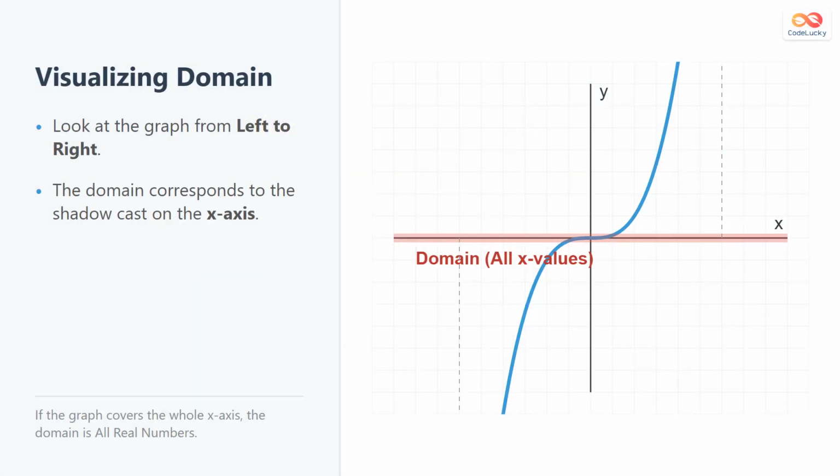If you look at the graph of a function, the domain is easy to spot. Scan the graph from left to right. The domain is essentially the shadow the graph casts on the x-axis. If the graph goes on forever in both directions without any breaks, the domain is all real numbers.